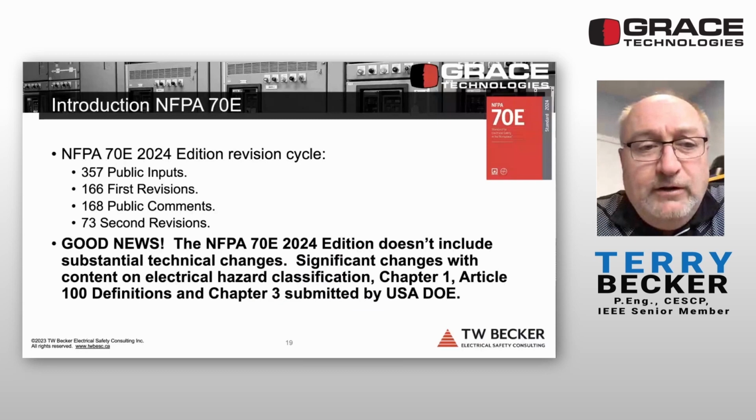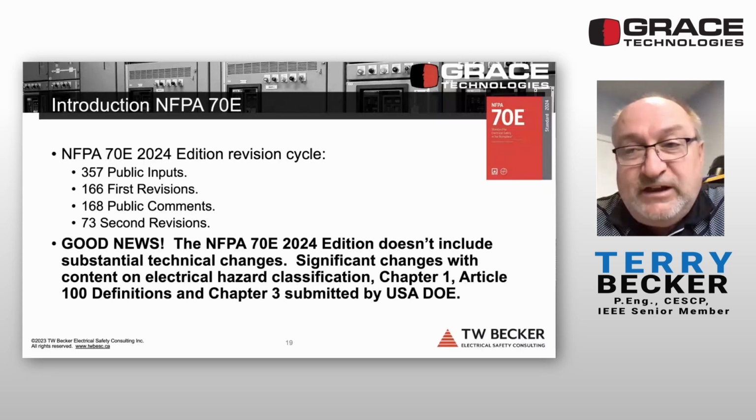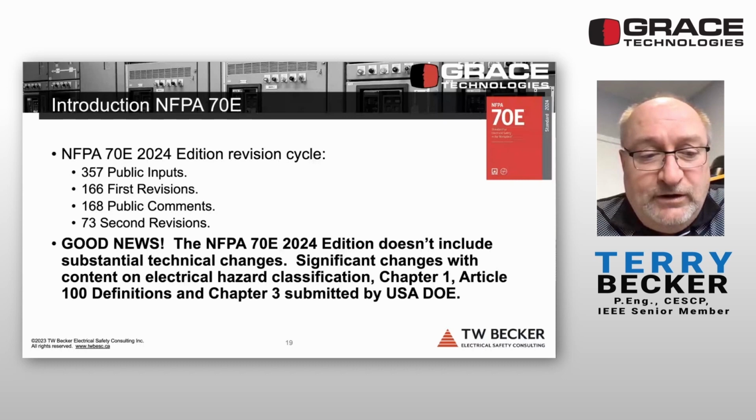This cycle, there were, again, a significant amount of public inputs, 357. The first revisions were 166, second revisions 168, 73 second revisions. The good news is 70E 2024 doesn't include substantial technical changes. Significant changes, in my opinion, were related to electrical hazard classification, Chapter 1, Article 100 definitions, and Chapter 3, which were submitted by the US DOE.